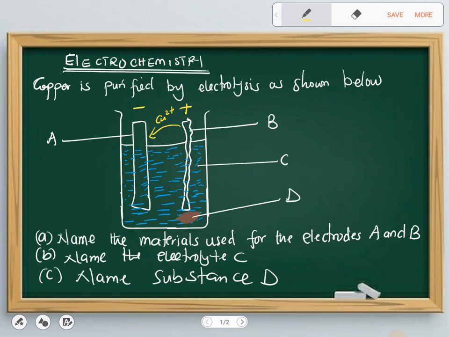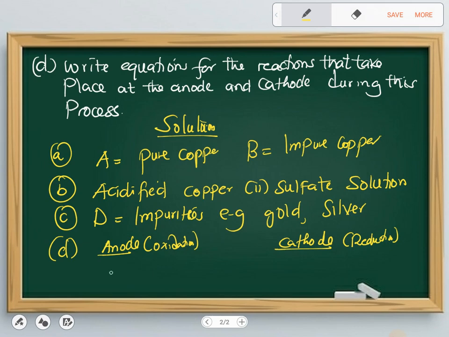That means at this particular moment, copper at the anode is losing electrons. So we are saying copper, a solid, loses electrons to form copper ions. That is the equation.